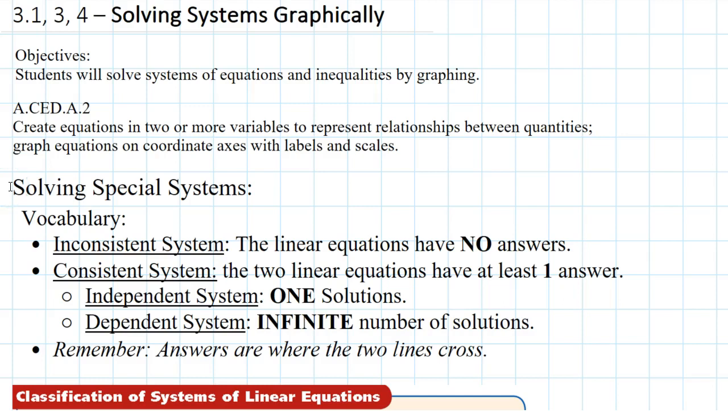Special types of systems. We have inconsistent systems where the linear equations have no answers. Basically, the lines never cross. We have consistent systems where the two linear equations have at least one answer, meaning you can have an independent, which has one solution, or you can have a dependent, which has an infinite number of solutions. Remember, answers, or the solution, are only where the two lines cross.